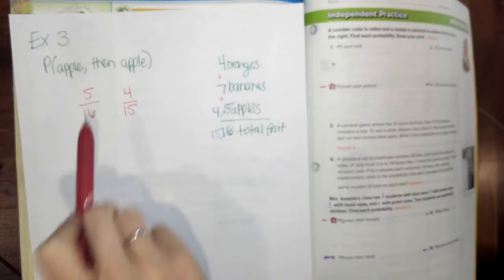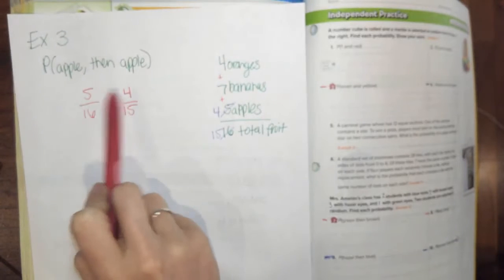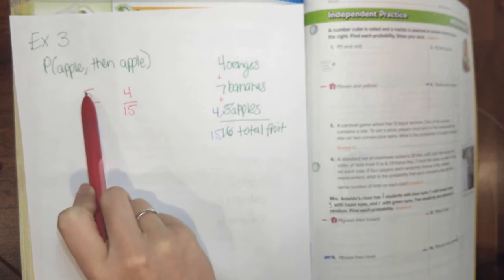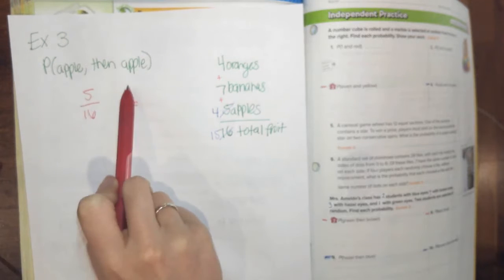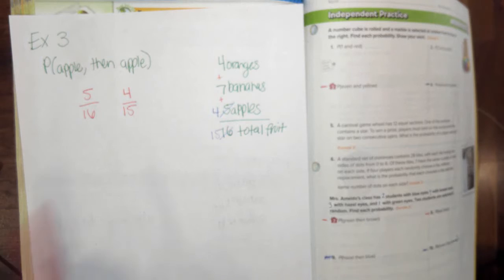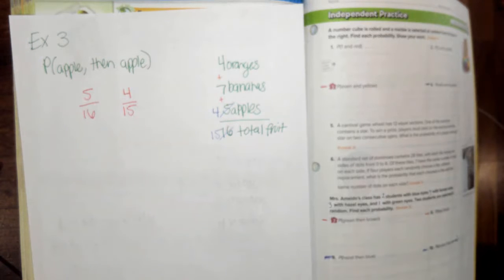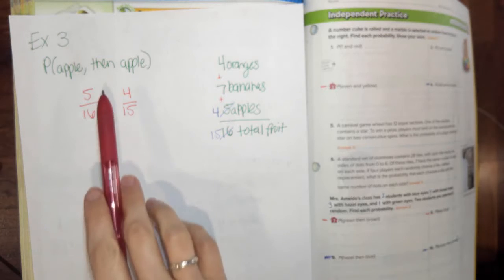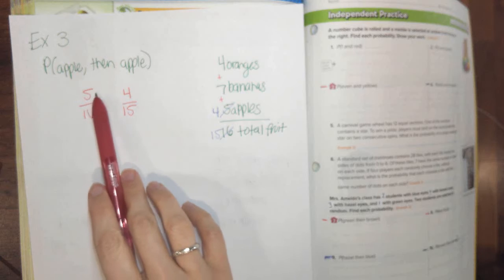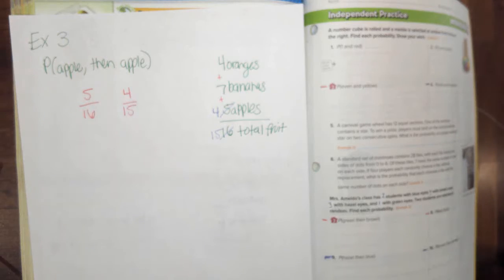Okay, so some people get confused and they put 1 on the top because they think, well, the first person picks 1 apple and the second person picks 1 apple. It's not how many they're choosing, it's how many of those favorable outcomes, or what they want to happen, how many of those are there. So there was 5 apples to begin with, but once the first person picks it, now there's only 4 apples to choose from.